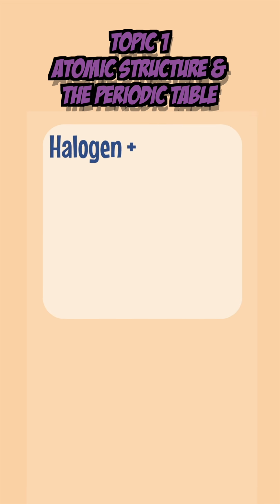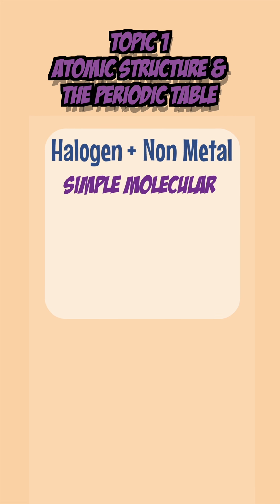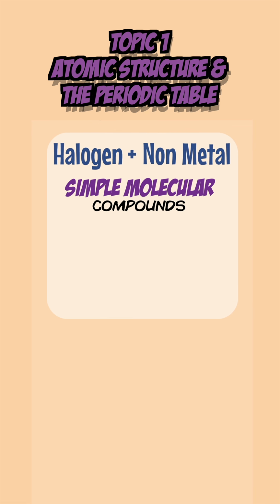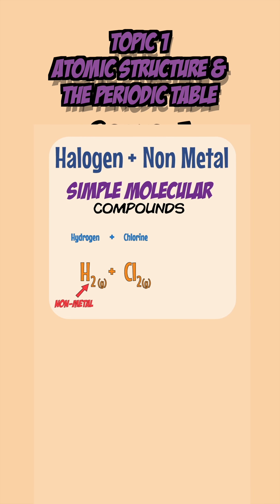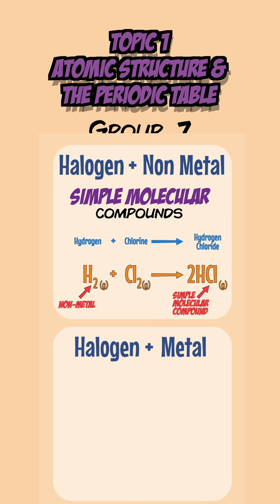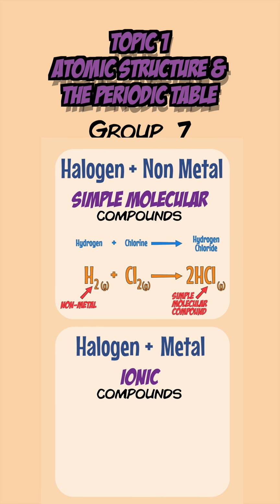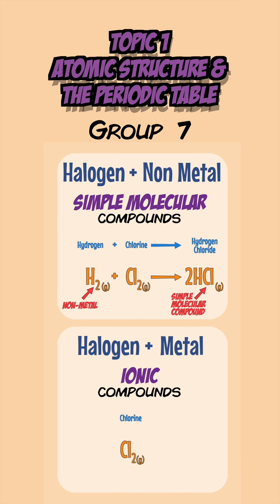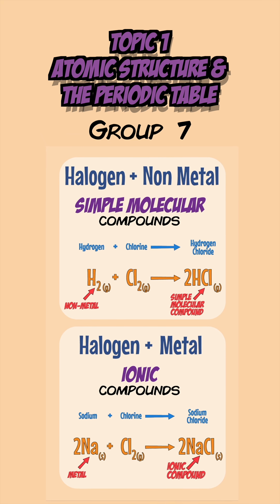When halogens react with non-metals, they form simple molecular substances with covalent bonds. So for example, chlorine reacts with hydrogen to form hydrogen chloride. When halogens react with metals, on the other hand, they form ionic compounds with ionic bonds. An example of this would be when chlorine reacts with sodium to form sodium chloride.